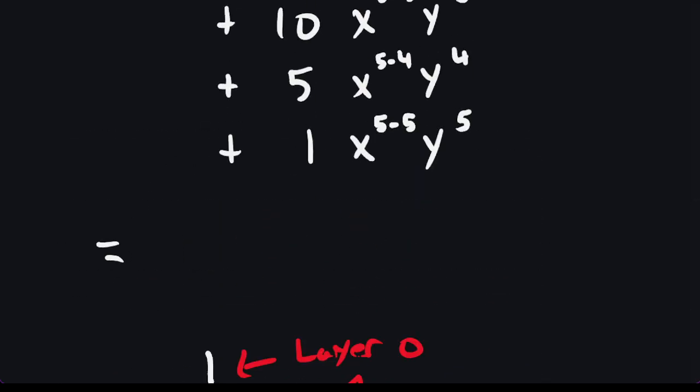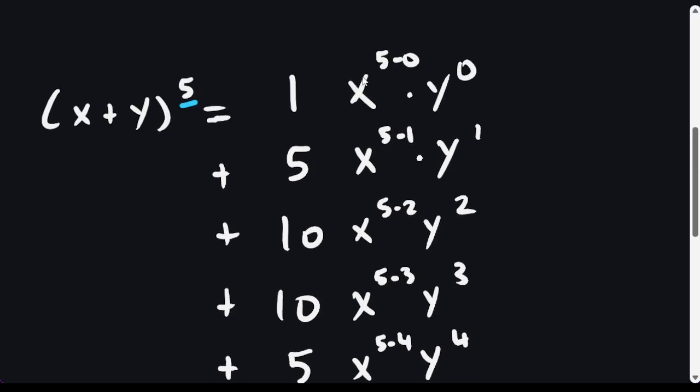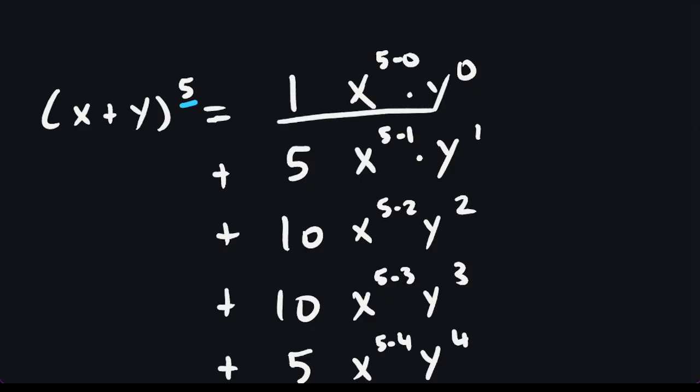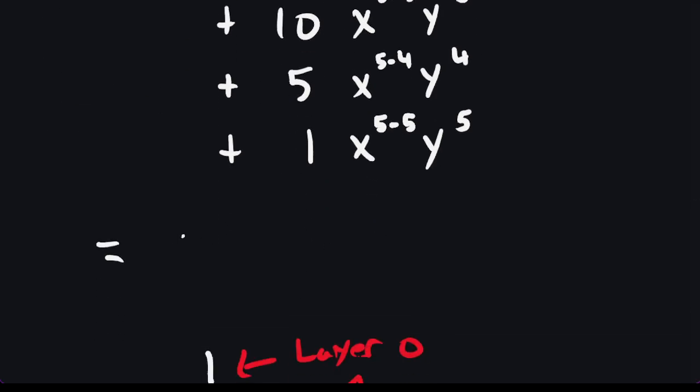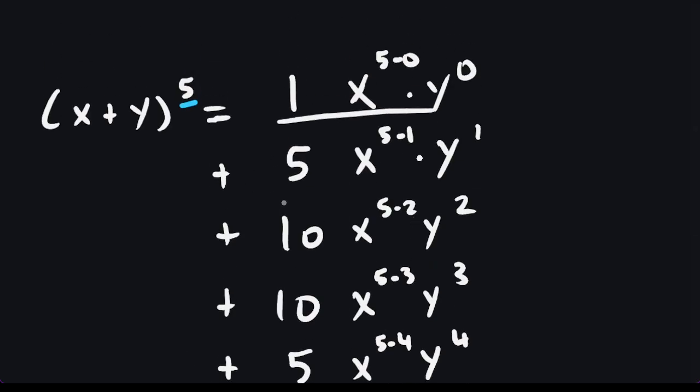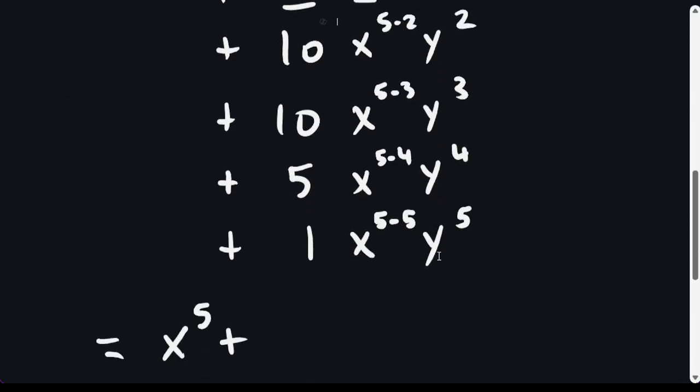So equals, down here, we have 1 times x to the 5 minus 0, which is x to the 5, times y to the 0, which is 1. So our first term right here is just x to the 5. Plus our second term is 5 times x to the 5 minus 1, so x to the 4th times y. 5x to the 4th y.